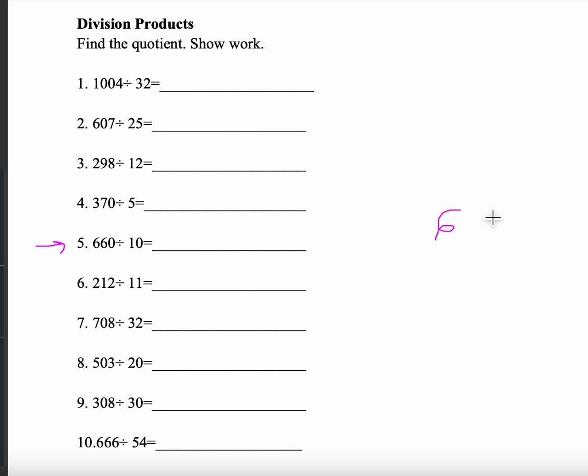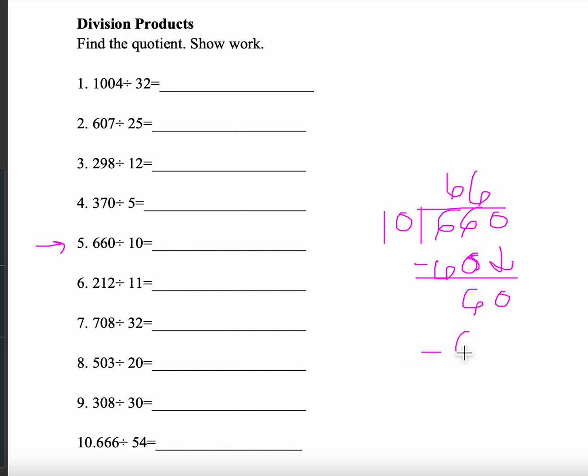We have 660 divided by 10. We can always use the 0 trick, cross out the 0 and then add the 0 back again. We can use that trick to make it faster, but here I'm going to go through all the steps. We know 10 goes into 66 6 times because 10 times 6 is 60, and 10 times 7 would be 70, which is over 66. So this is 6, and we can bring down the 0, and we get 66 again. It's pretty simple.